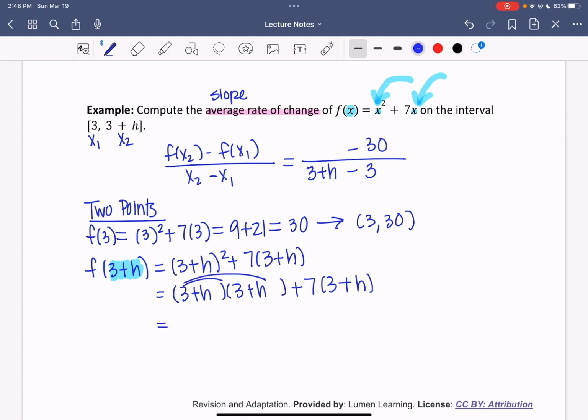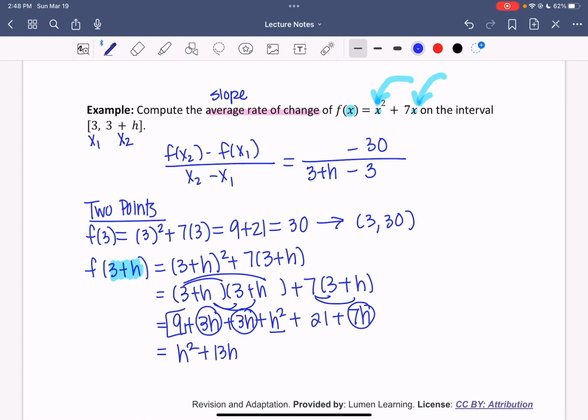So I'm going to say, well, then that's equal to 9 plus 3h. Distribute here, so it gives me plus 3h plus h squared. Plus distribute, so it gives me 21 plus 7h. Then I clean this up. So that gives me, let's see, h squared. And then I have 3, that's 6, plus another 7, so it gives me 13h. And then 9 and 21, that gives me plus 30. So what is f of 3 plus h? That would be this entire equation here.